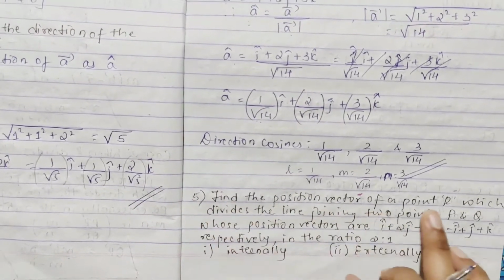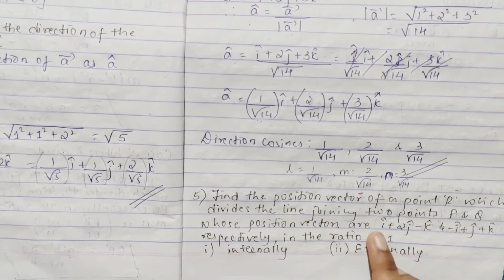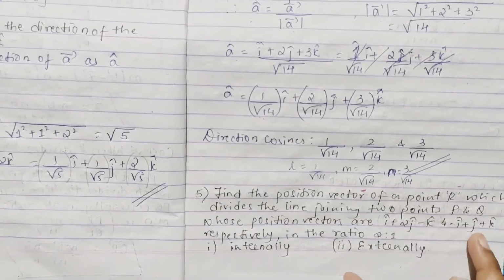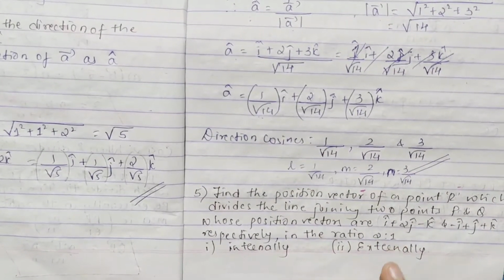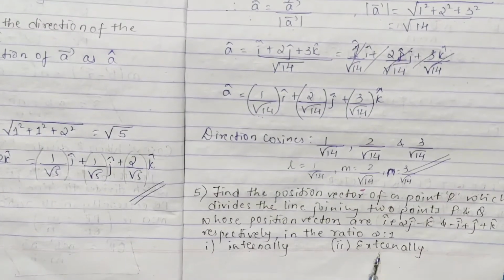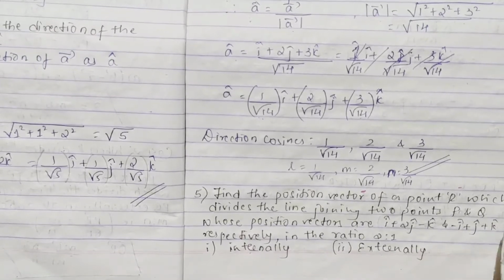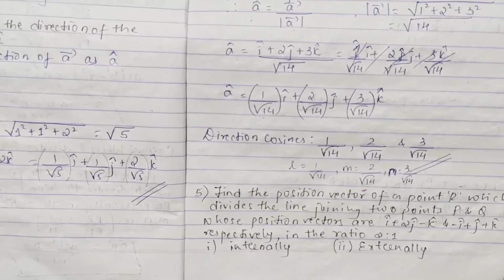Find the position vector of a point R which divides the line joining 2 points P and Q, whose position vectors are i cap plus 2j cap minus k cap and minus i cap plus j cap plus k cap respectively, in the ratio 2:1. They have given the ratio 2:1 and they are telling you to find internally and externally. You have the formula. This we can take as vector A, this we can take as vector B, and then simply do it. First we will see internally, then we will see externally.